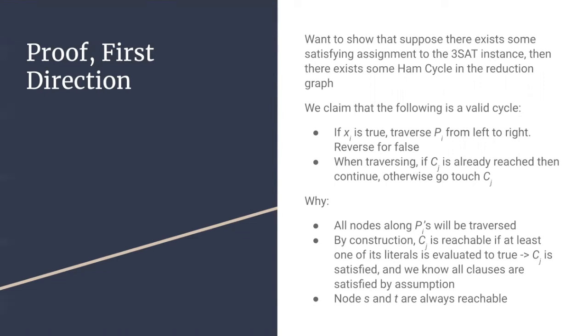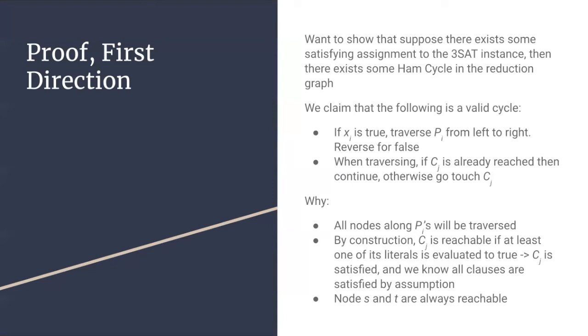And we will talk about why this is actually a valid Hamiltonian cycle. Firstly, notice how all nodes along the paths will be traversed. This is sort of given, since as long as you're on the path, you naturally go along everything. And also you have to make sure all the clause nodes are covered. By our construction, the clause node is reachable if at least one of the literals is evaluated to true. If you want to satisfy this condition, it means that this clause has to be satisfied. And by our assumption, since we're given a yes instance of 3-SAT, all the clauses are satisfied. Hence, we can make sure we cover all the clause nodes by our assumption and also by our construction.